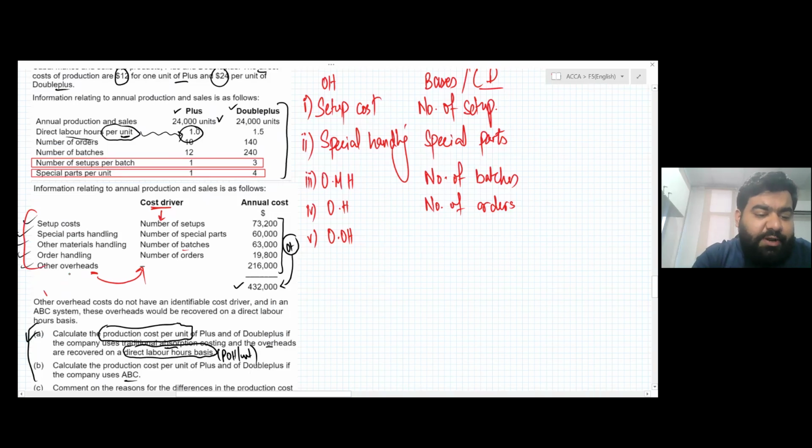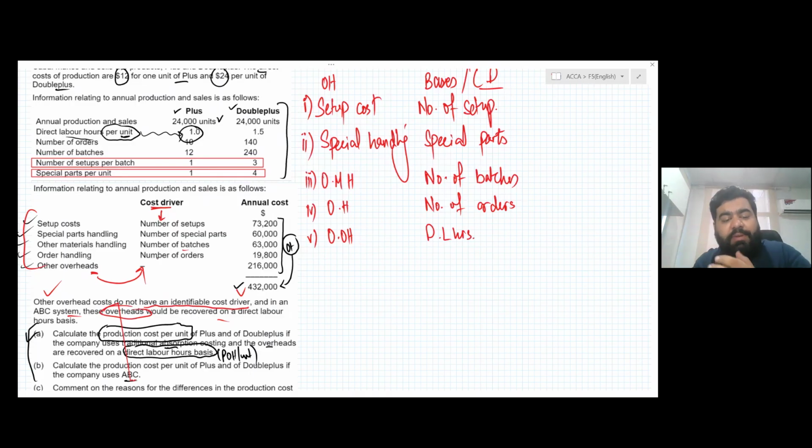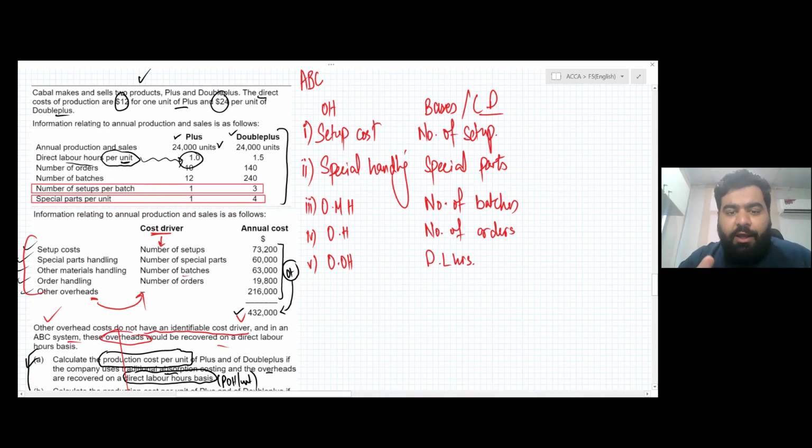So for the other overheads, they have written: other overhead costs do not have an identifiable cost driver. And in an ABC system, these other overheads would be recovered on the base of direct labor hours. So for other overheads, they have not given the cost driver, but mentioned in the question that they don't have any identifiable cost driver, and in the ABC system these overheads would have the base of direct labor hours. So first we have to find the relevant basis for overheads.